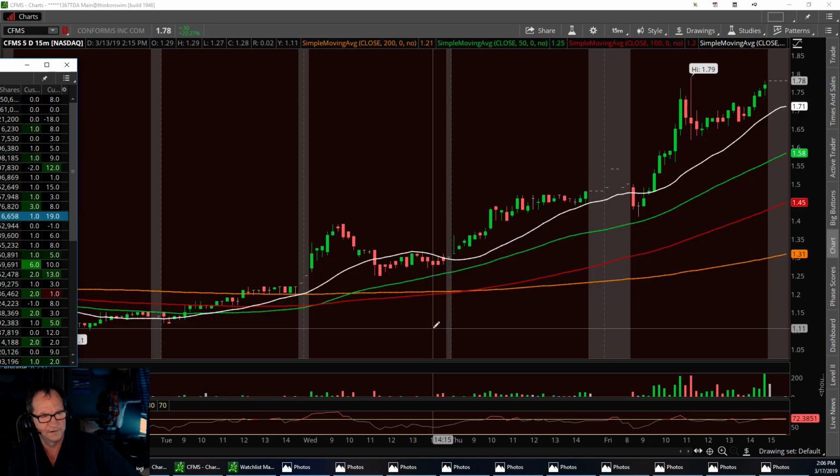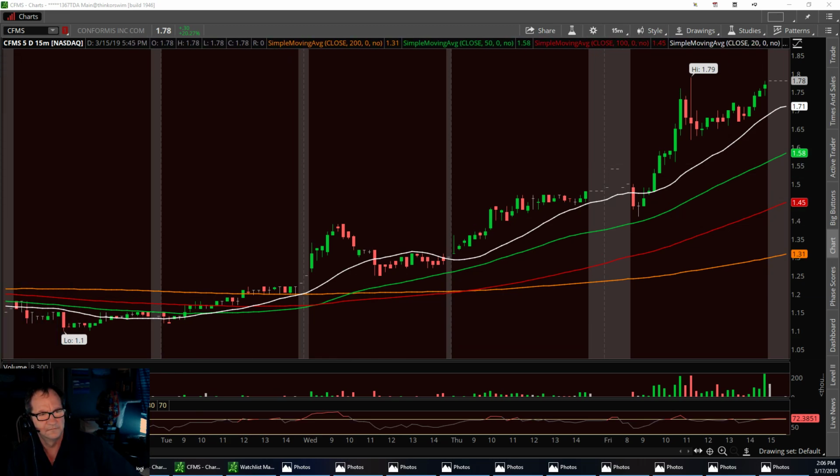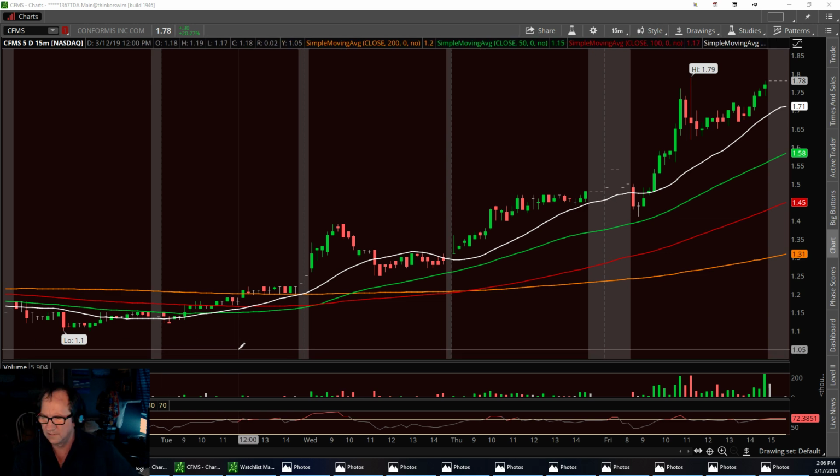Here's another one right here, CFMS. Nice little bottom play here 5 days ago. Now we're sitting up here at 1.78 from 1.10. And that's just how I kind of start my day off.